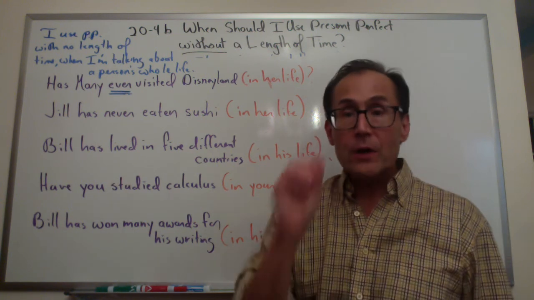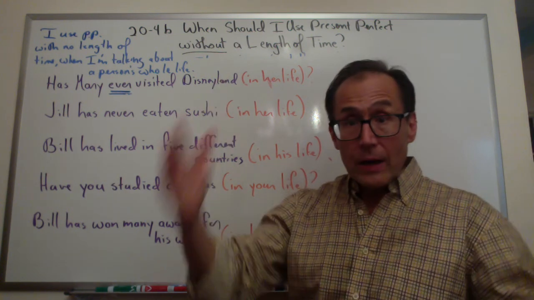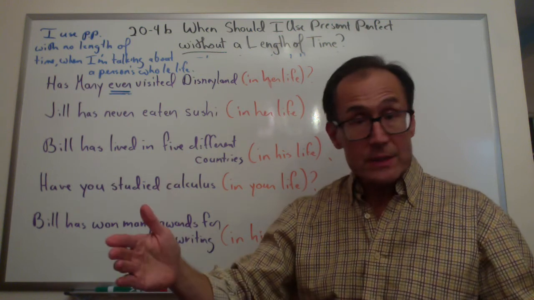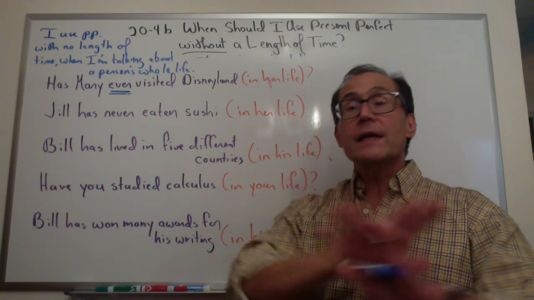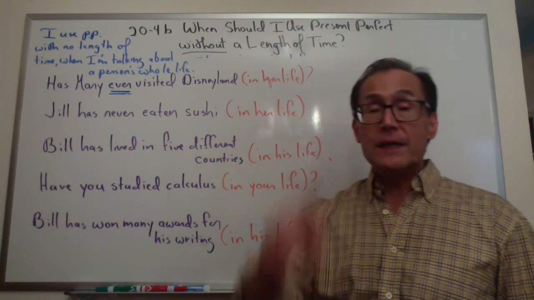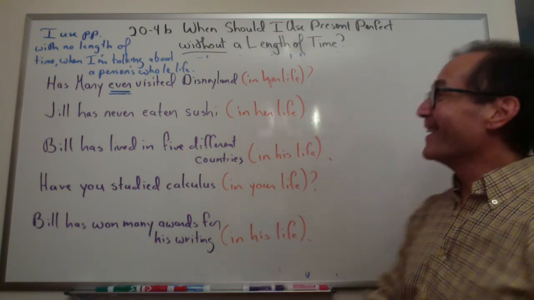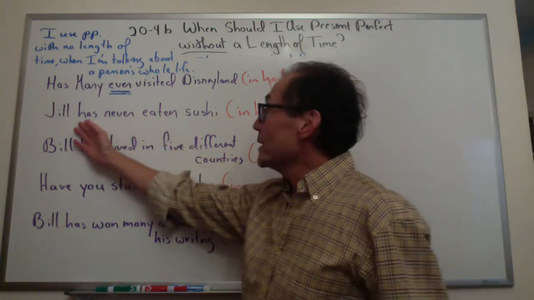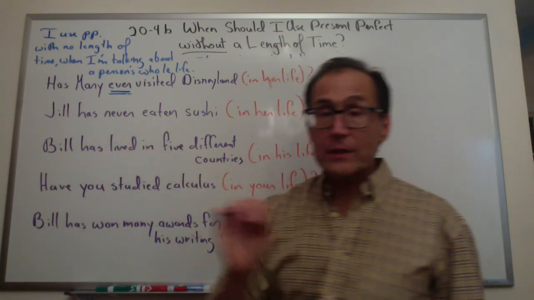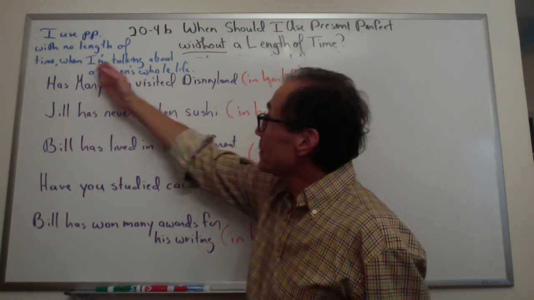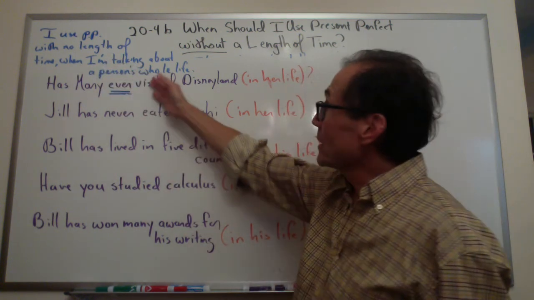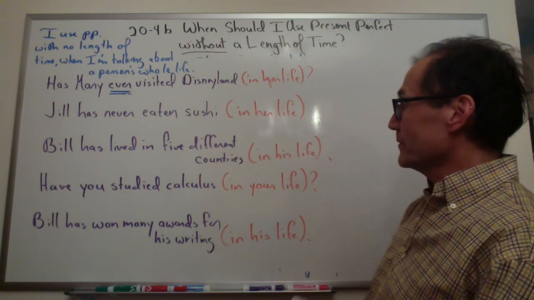So if I'm asking about something that has happened within someone's whole life, did this happen? Has this happened in their life? Or saying it never happened in their life, or saying that yes, it did happen in their whole life, then I want to use present perfect with no length of time. I can't use simple past. So I use present perfect with no length of time when I'm talking about a person's whole life.